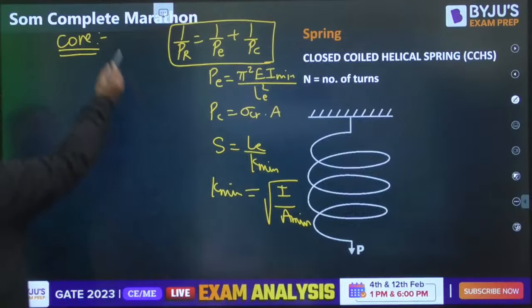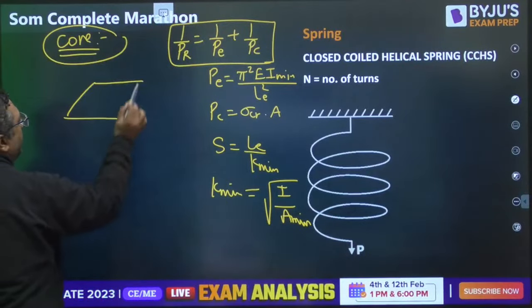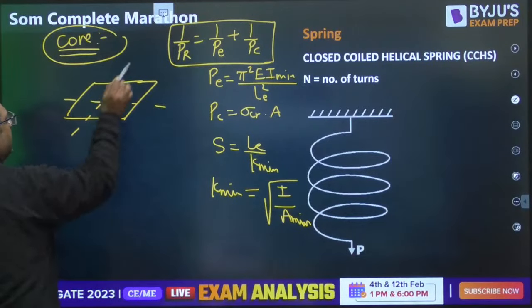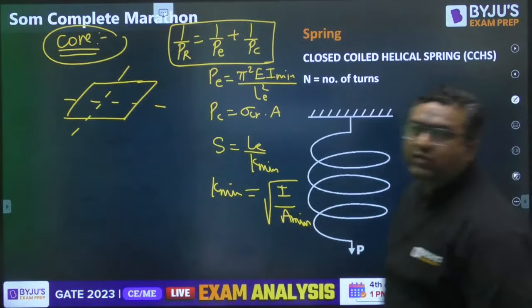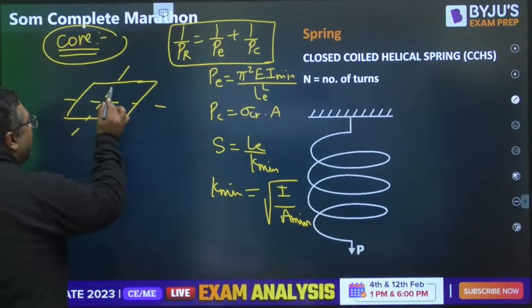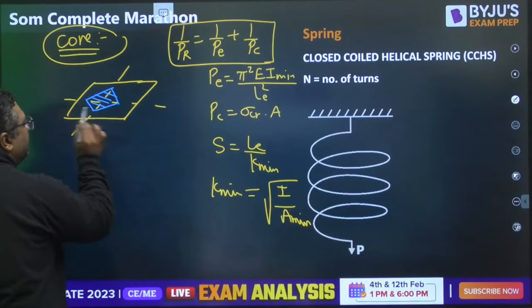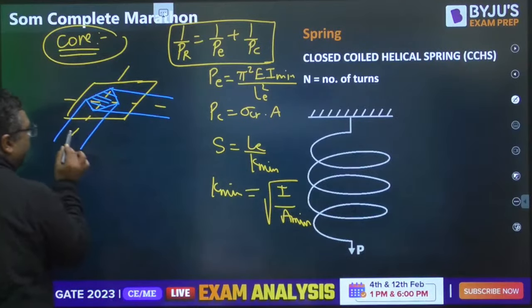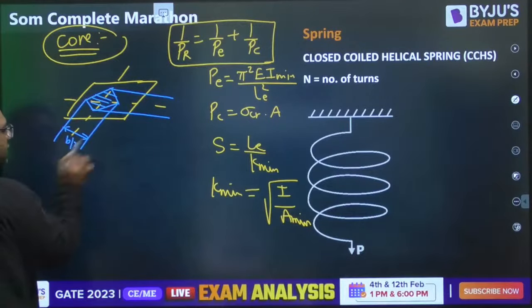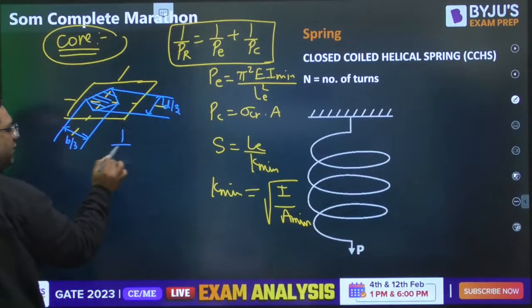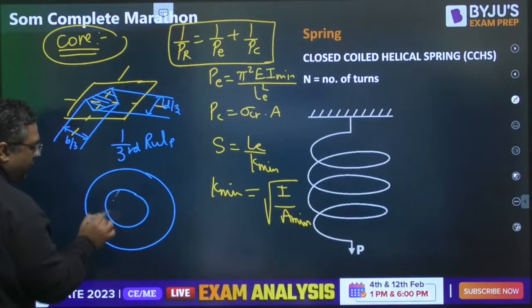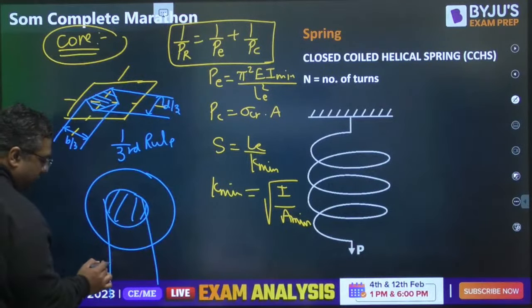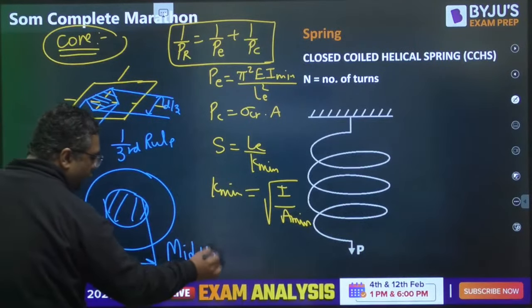Now, the core is a region of the column. If we have a rectangular column, and you ask about the region in which, if load is applied, there shall not be any tension in the column, then that region is given like this. You know that this is going to be B by 3 and this is going to be D by 3. So this is said to be the middle 1/3 rule. Similarly, for a circular cross section, the core will be D by 4. So that is said to be the middle 1/4 rule.